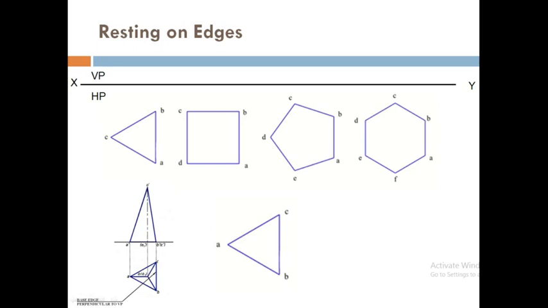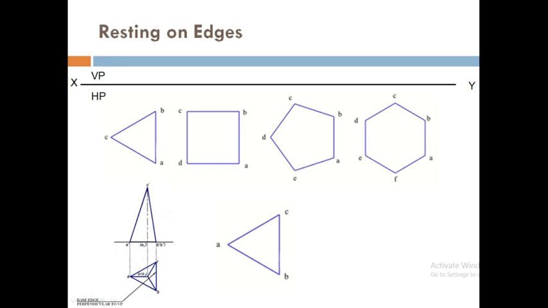Here if you take a pentagon, then also AB will be perpendicular to XY line. If you take hexagon, then AB will be perpendicular to XY line. That is, a resting edge will always remain perpendicular to XY line, and that resting edge should be taken towards the right of a polygon. Here you can see the initial position for a pentagonal pyramid. It is resting on one of its base edge on HP.